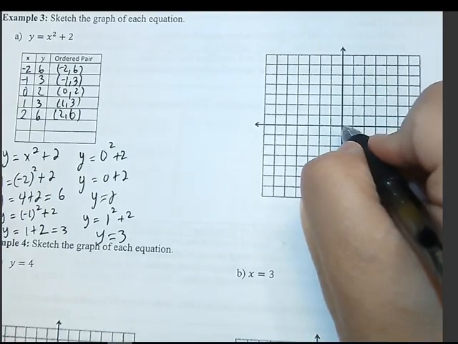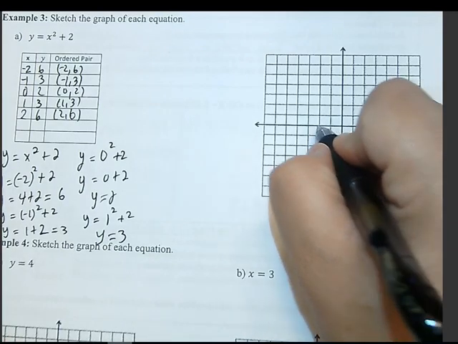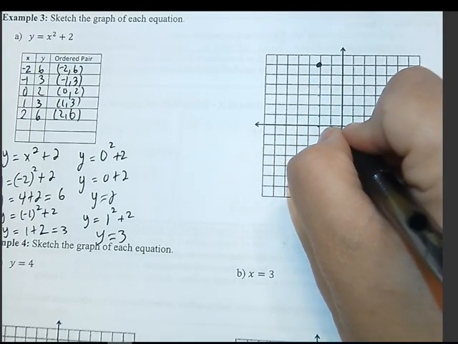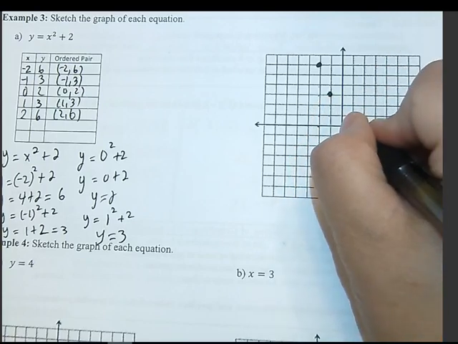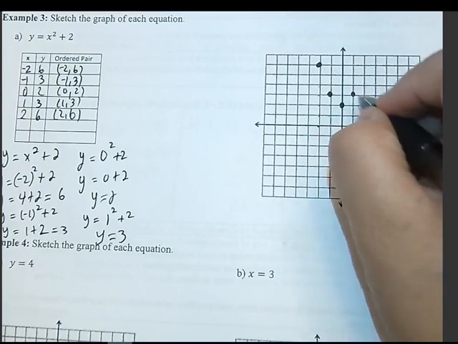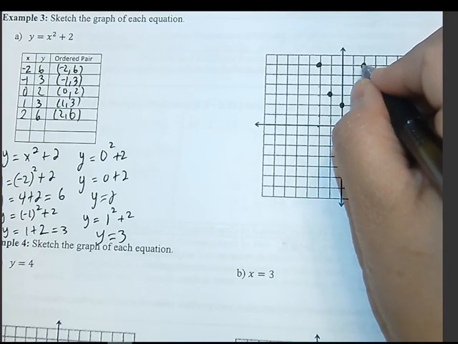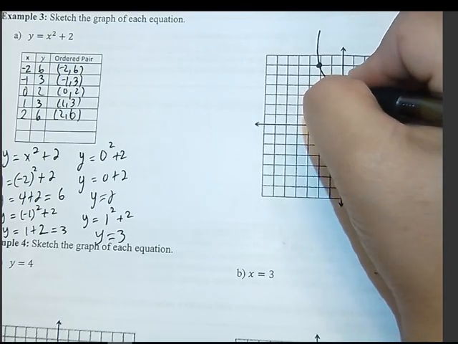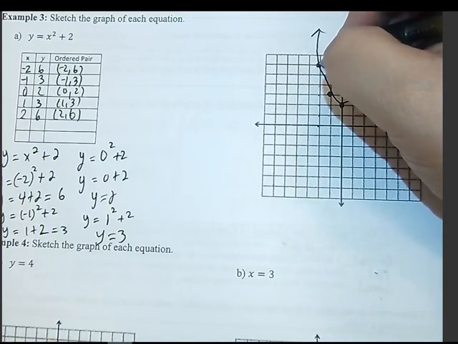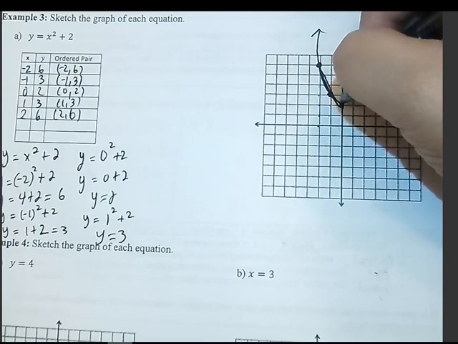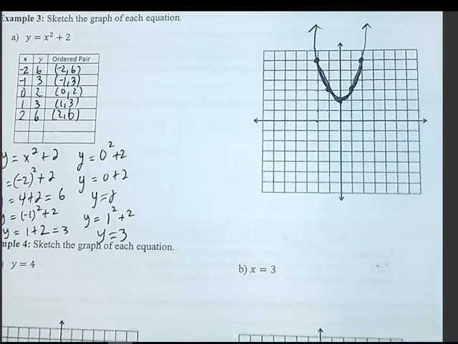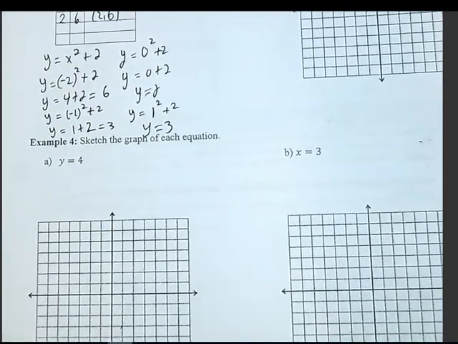So let's plot the points. We get negative 2 and 6. Negative 1 and 3. 0 and 2. 1 and 3. And 2 and 6. And so if I connect my dots here, then we get what we call a parabola, which we'll learn more about in chapter 2. Okay, so let's go to the next one.